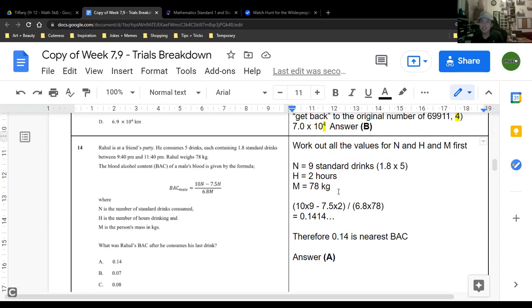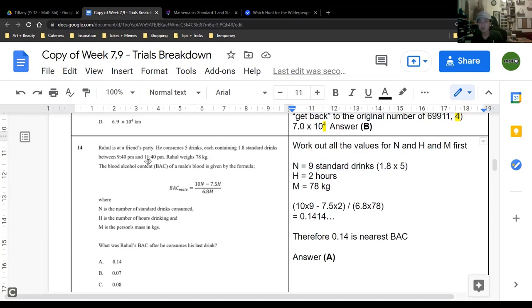All right, so get all the numbers. The only key thing here is the number for N is not immediately obvious, because you can see here, he consumes five drinks. So normally you might be like, oh, I just shove the five into the number of drinks, but each of them is 1.8 standard drinks. So you want to actually figure out how many standard drinks that works out to be before you substitute it. So in this case, it works out to be 9 standard drinks. And then you substitute it into the N. And yeah, the rest, you just do some maths.